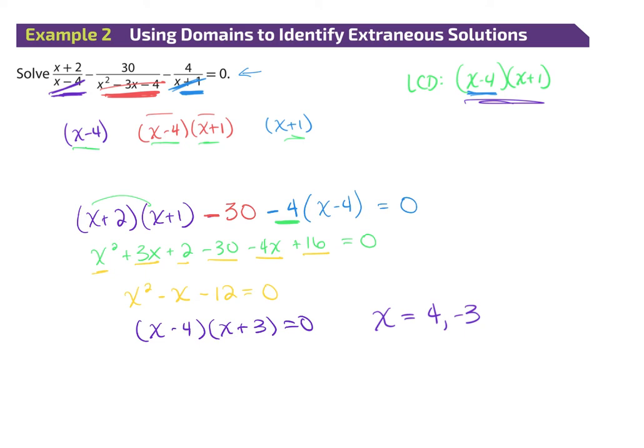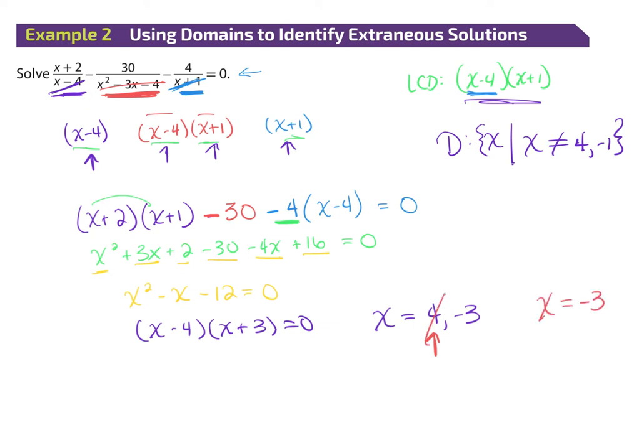But I need to look at my domain. My domain is going to be all x except what makes these 0? 4 makes that 0. 4 makes that 0. Negative 1, negative 1. So all except 4 and negative 1. We have a problem. This cannot be an answer because I said it was not part of the domain. You definitely can't have that. So my only answer here is negative 3.